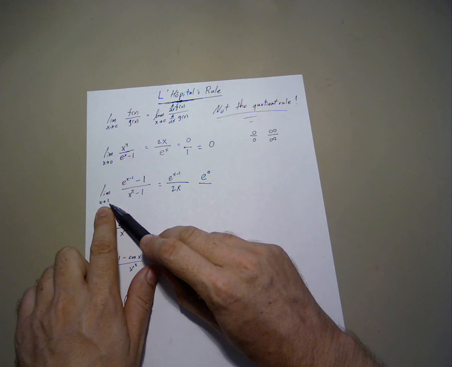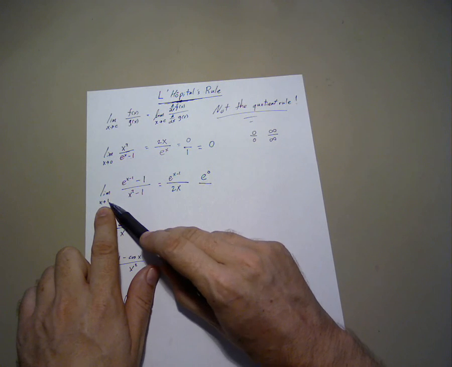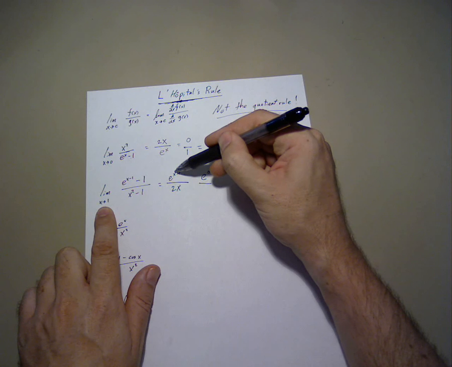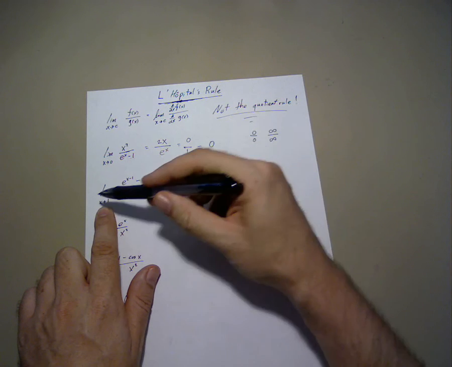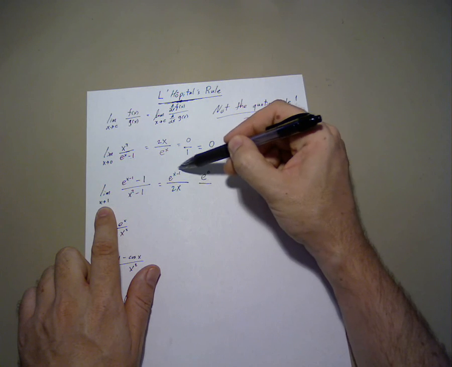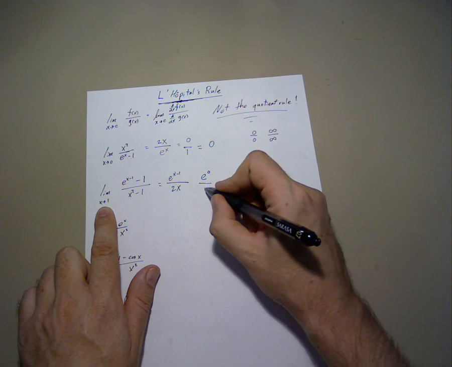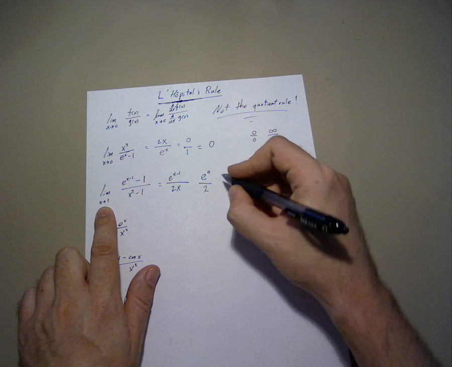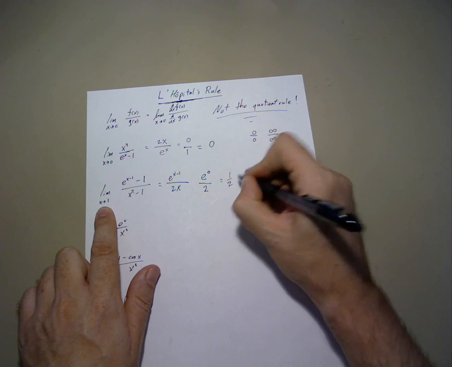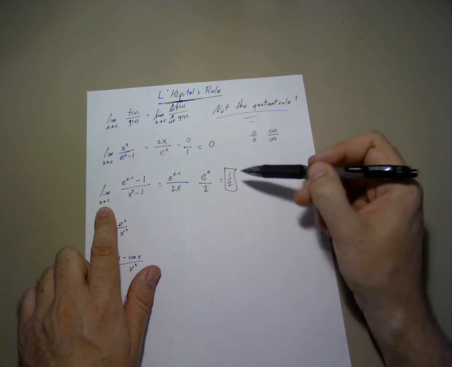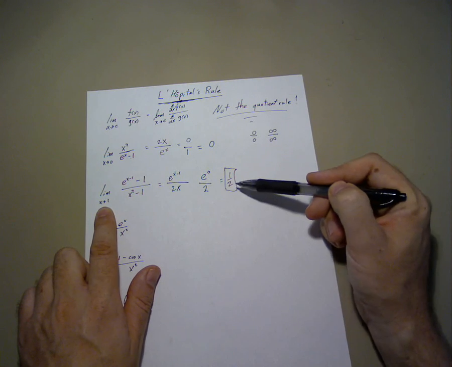So we do pay attention to what it's going to. What x is going to will of course remain the same. So as x goes to 1, x minus 1 becomes 0, so e to the 0 is 1, and 2x becomes 2. We get 1/2 as our correct answer. The limit becomes 1/2.